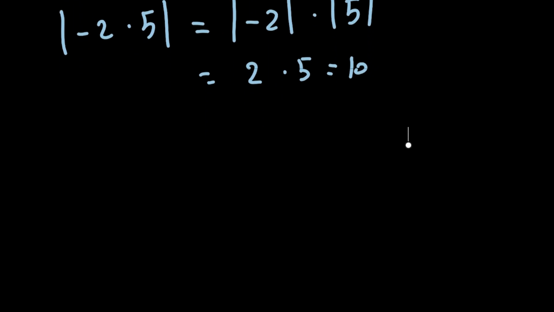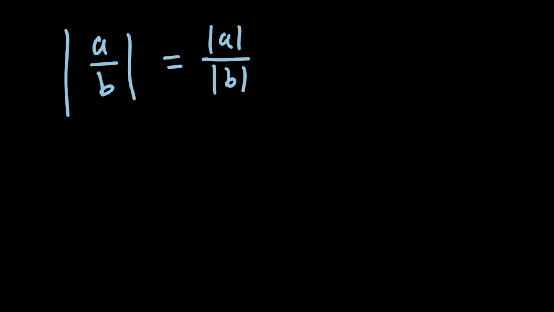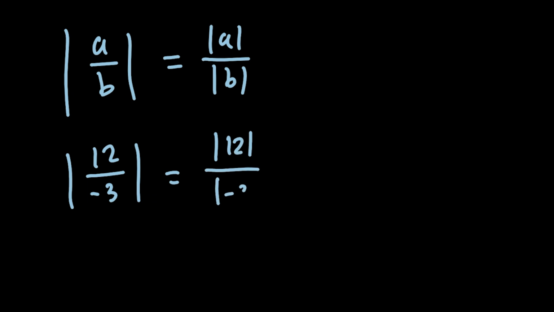Let's see the next property. It says that if we have a over p inside the absolute value, we can write it as the absolute value of a over the absolute value of p. For example, the absolute value of 12 over minus 3 equals the absolute value of 12 over the absolute value of minus 3. The absolute value of 12 is 12, and the absolute value of minus 3 is 3, so that equals 12 over 3, which equals 4.